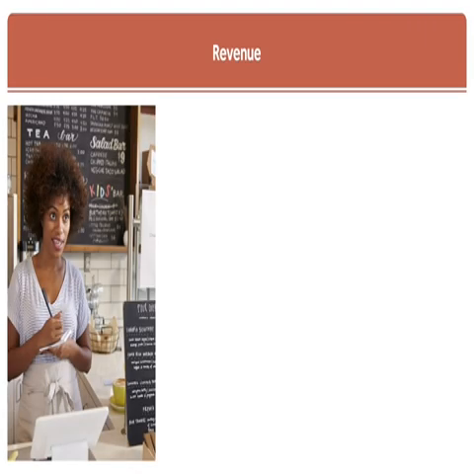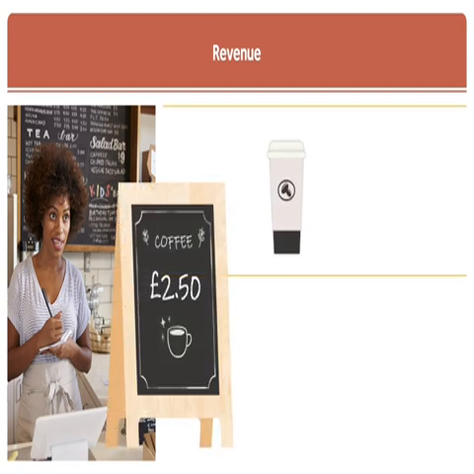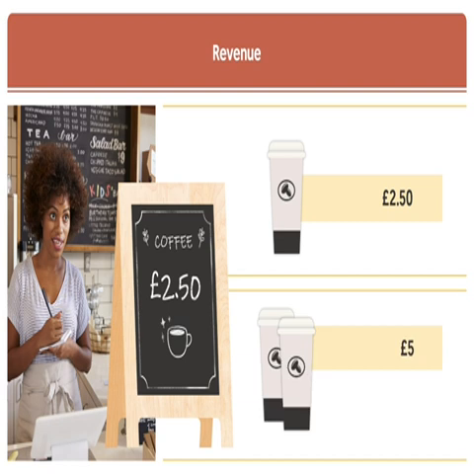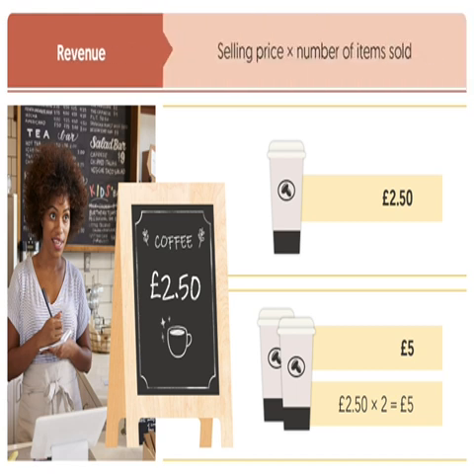When a business earns money, this is called revenue. If you own a coffee stall in a shopping centre and you sell one coffee for £2.50, then you earn £2.50. If you sell two coffees, you earn £5. It's £2.50 by 2, which gives £5. So revenue is the selling price multiplied by the number of items you sell.